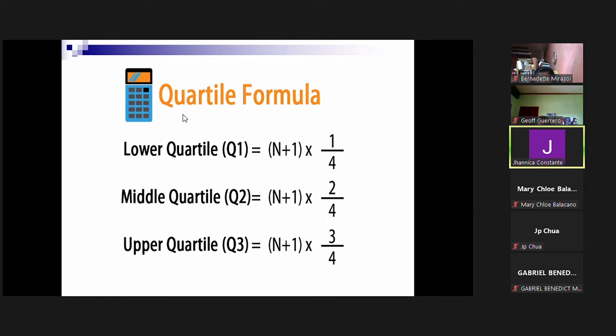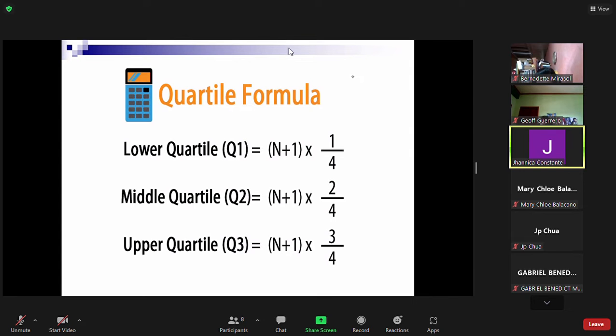For quartile 1, you have n plus 1 times 1/4. For quartile 2, you have n plus 1 times 2/4 or 1/2. For quartile 3, we have the formula n plus 1 times 3/4. This formula is just going to identify the position of the quartile that you were solving.